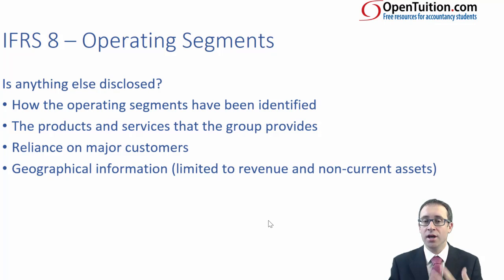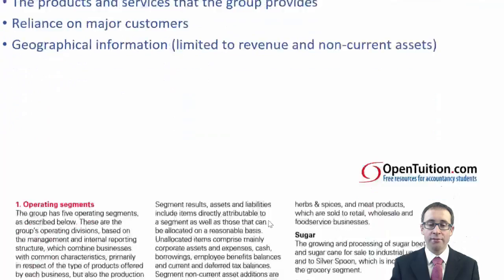Can we disclose things geographically? And if we do, that's just the revenue and the non-current assets. However, you are allowed, if you want, to put in full geographical disclosure if you believe it is useful for the users of the accounts.